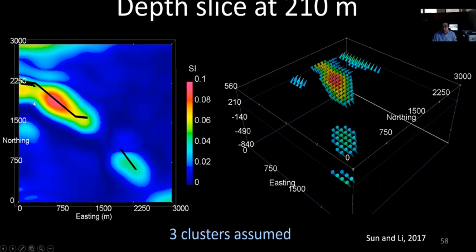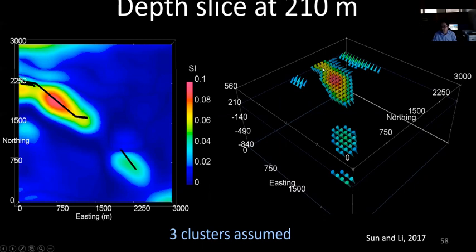So what we see here is that the recovered anomalous bodies from the cluster inversion are highly consistent with the locations of the known ore bodies. And here, this 3D volume shows the recovered magnetization direction vectors at the same depth. Again, the color represents the effective susceptibility, and the head of the cone represents the recovered directions.